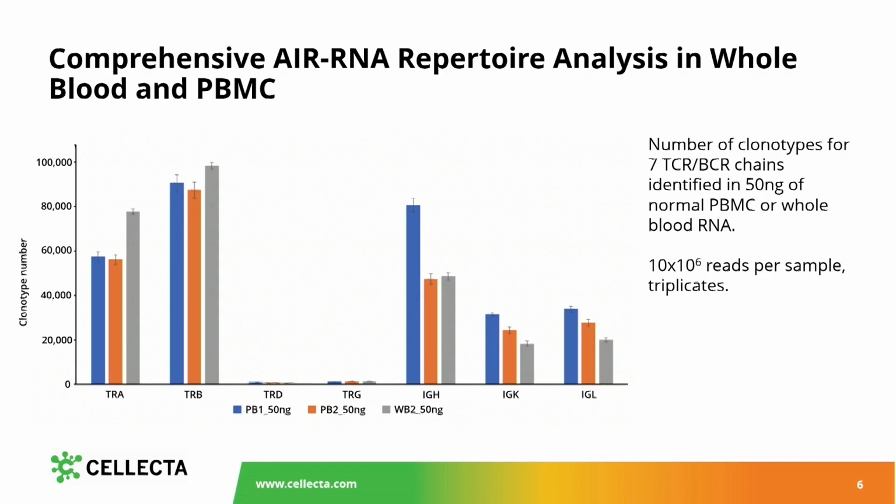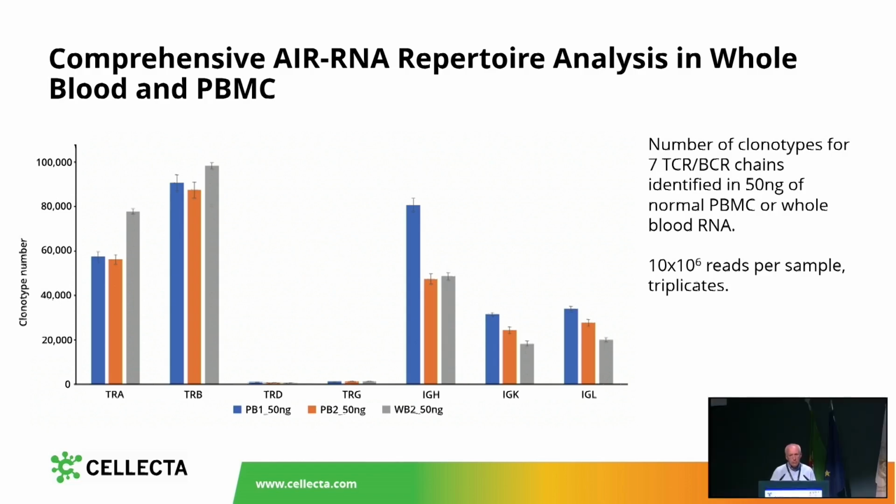From 50 nanograms of total RNA, you can easily identify approximately 100,000 different clonotypes for different chains, and the number of molecules that you detected in whole blood is rather balanced for different heavy and light chains, like shown here on this slide, which is rather useful because you don't need to amplify any chain separately. You can get information about all 7 chains in one experiment.